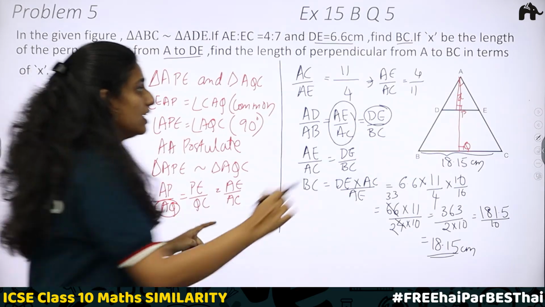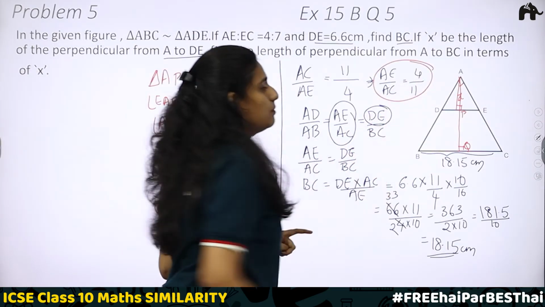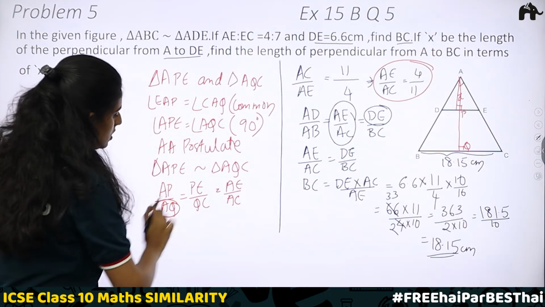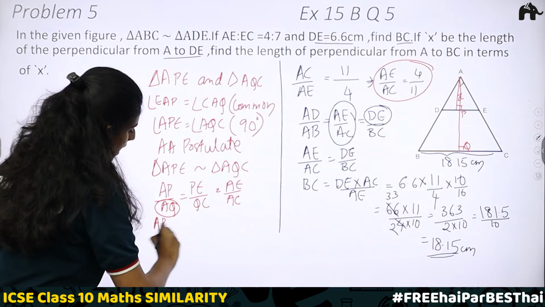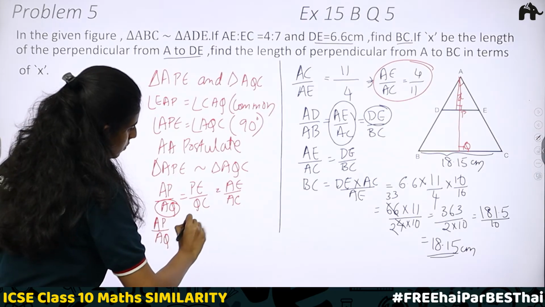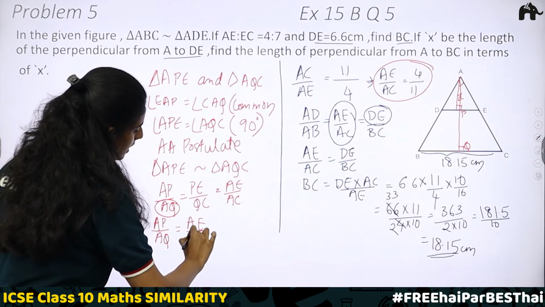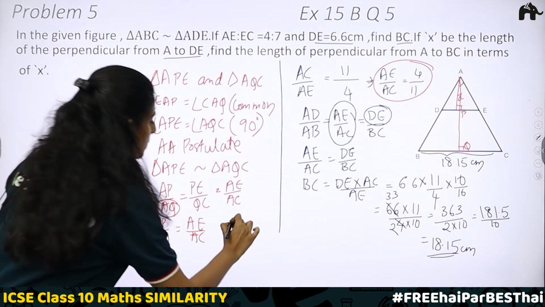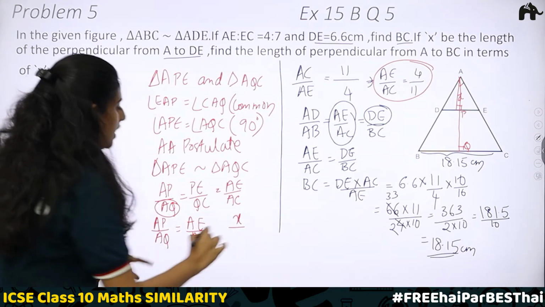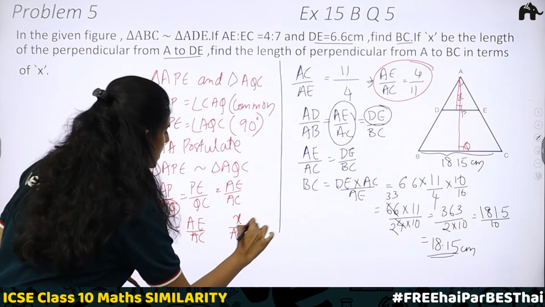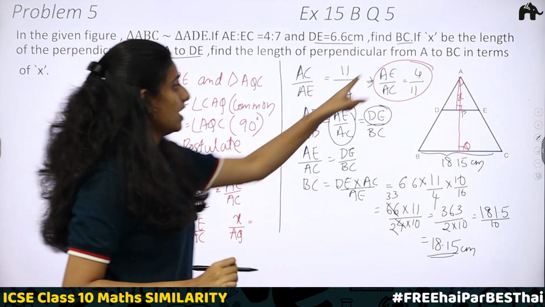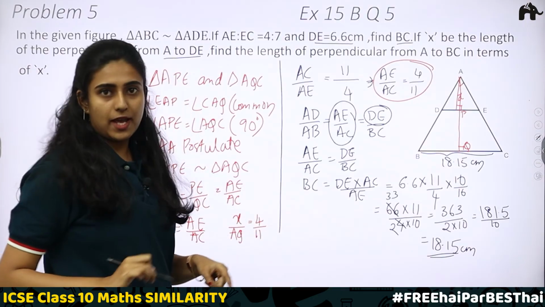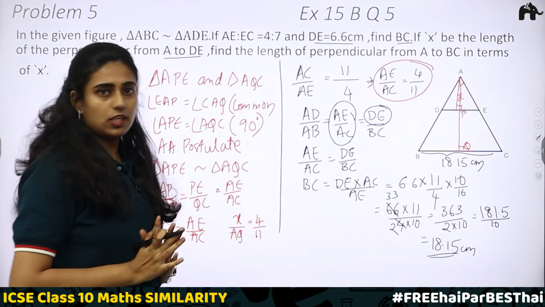Now, do we know AE by AC? We have found AE by AC. This is the value of AE by AC. So we can neglect this part. Take only these two, that is AP by AQ is equal to AE by AC. That is, AP is x divided by AQ, which we need to find, is equal to AE by AC. AE by AC is 4 by 11.